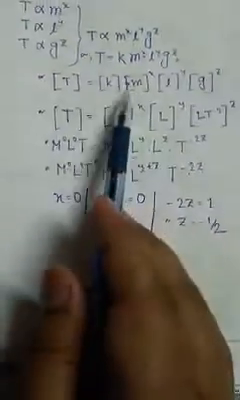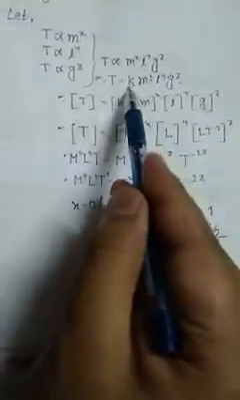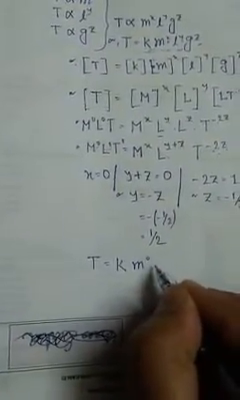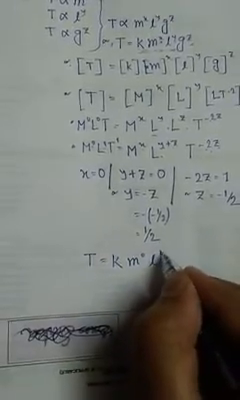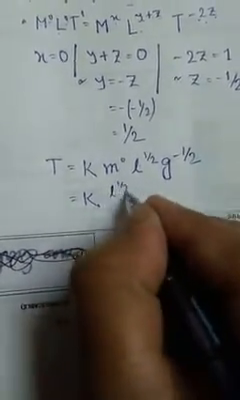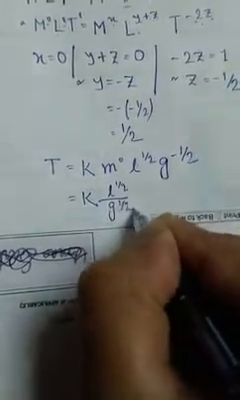Now put the values in this equation. What we shall get? T equal to k, leave as it is, m to the power x means m to the power 0, L to the power y means L to the power half, and g to the power minus half. Okay, so m to the power 0 means 1, L to the power half means root over L, g to the power minus half, so I can write it like this, 1 over g to the power half. So from here what we can write? T equal to k into root over L by g.